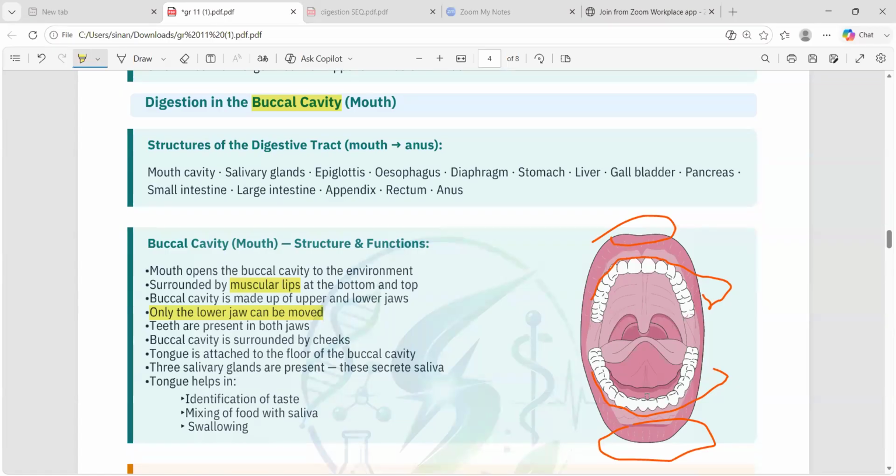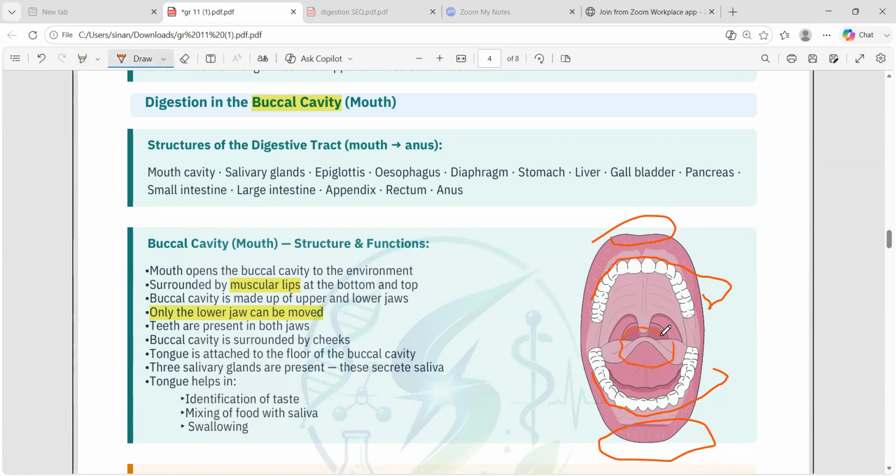In our face we have the cheeks on both the sides, right? On the upper and lower parts, we have the lips. On both the sides, we have the cheeks. And then the tongue is attached to what? The tongue is attached to the floor of the buccal cavity.